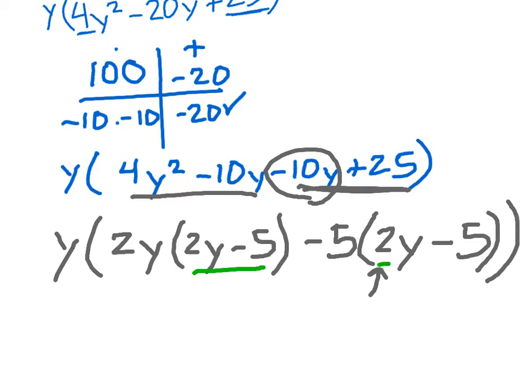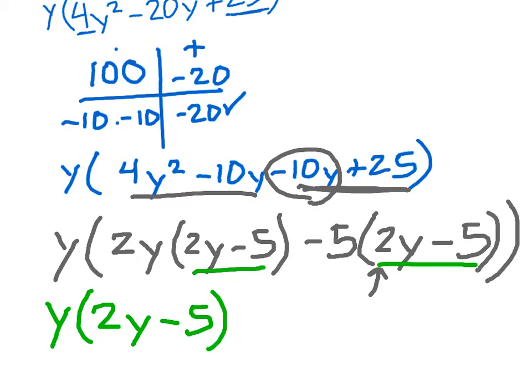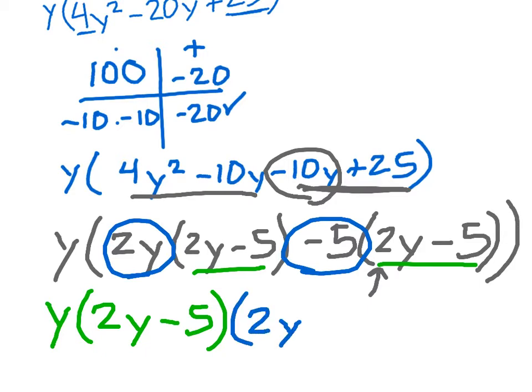Which is cool because look, we've got this common factor now. 2y minus 5, 2y minus 5. So, final answer. y times 2y minus 5, and our leftovers were 2y minus 5. So that builds my other factor, right?